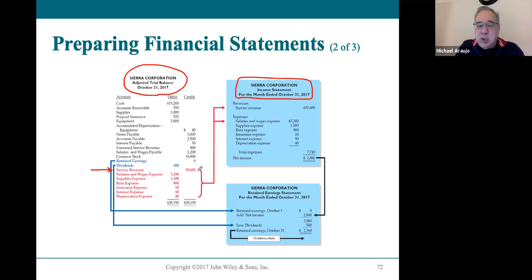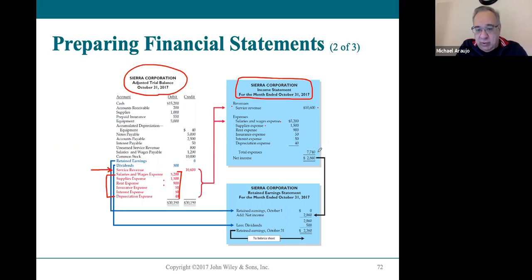And so that's why it's super important to go through the adjustment process, just so we can say that our numbers are accurate. So the revenue account is listed, service revenue, $10,600. Our expenses, well, look, here's all our expenses right here. We're just simply taking the expenses and the balances right off of the adjusted trial balance and putting them on the income statement. That's it. These numbers here are exactly the numbers you see here.